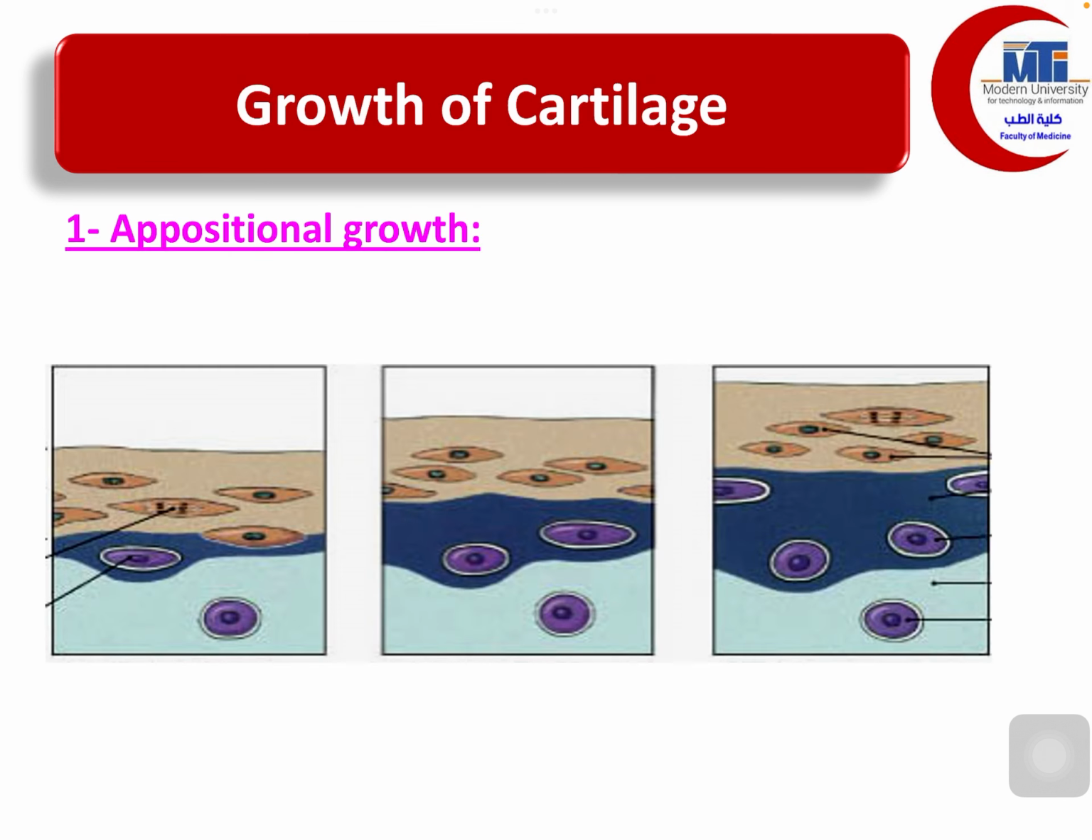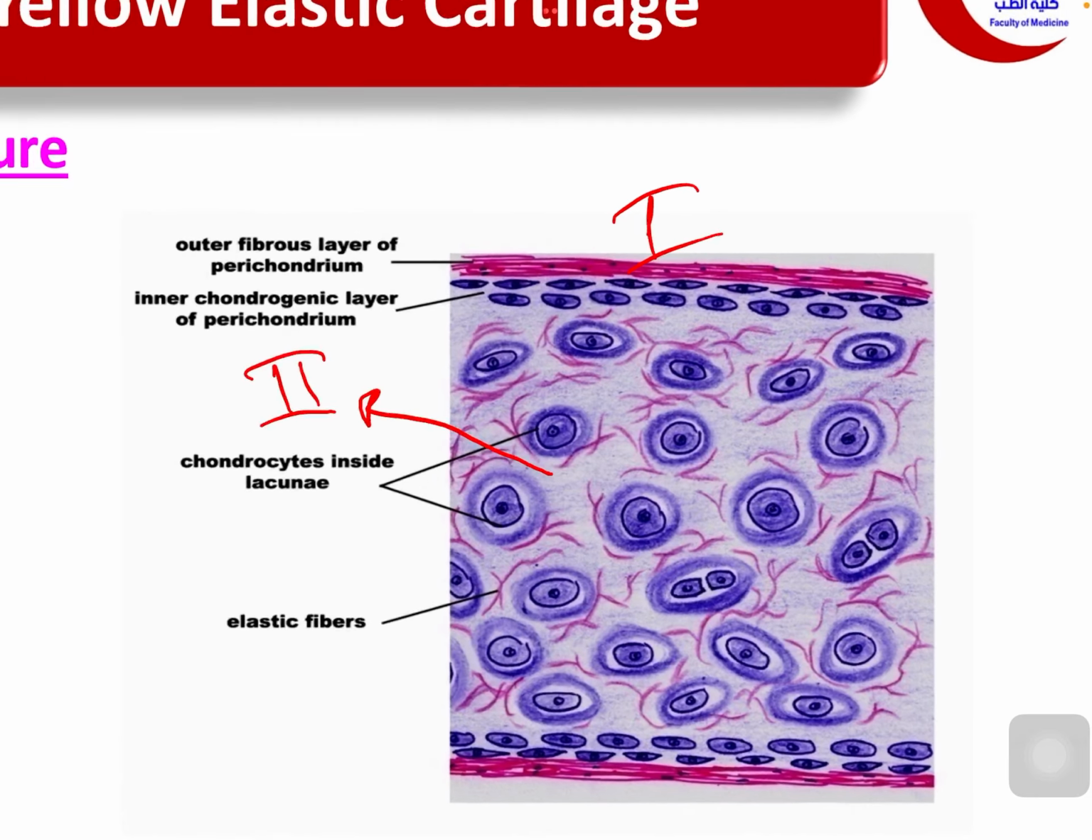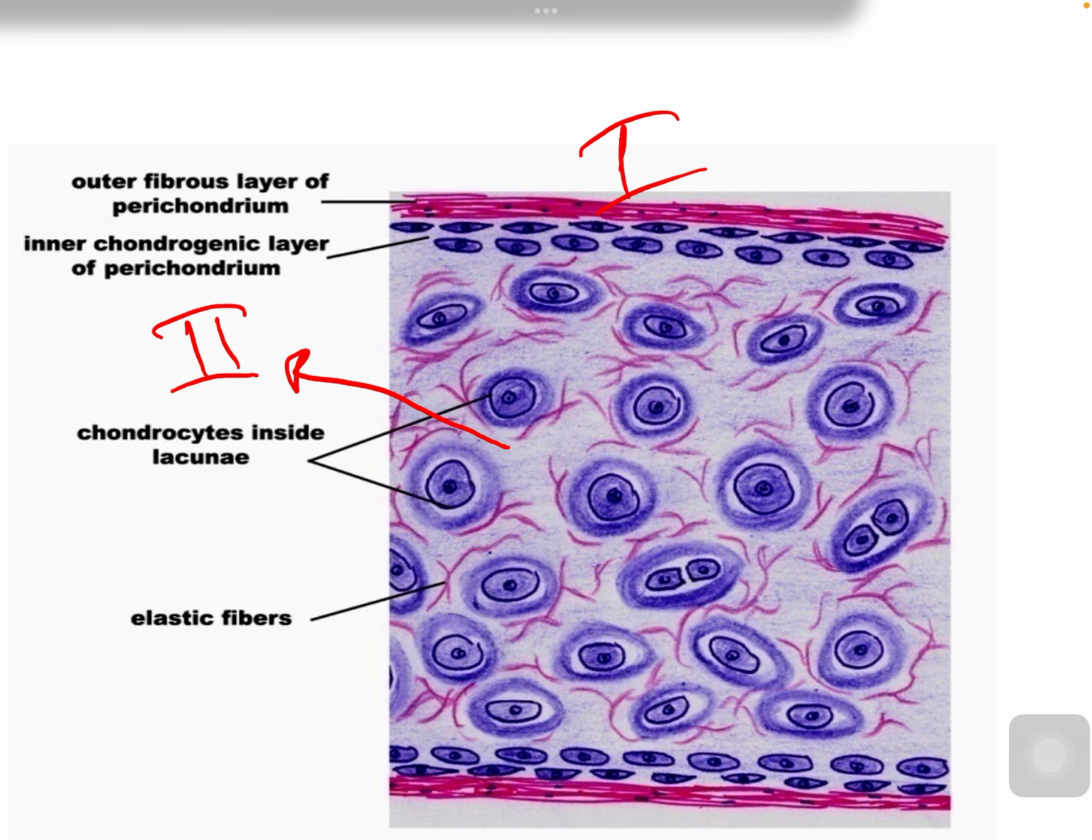Okay. The growth of the cartilage: we mentioned from the previous lecture that there are two pathways for the growth of the cartilage. The first one is the apposition growth, which is formed by the addition. We will find it in this diagram, which is better. The apposition growth of the cartilage is formed by the division and differentiation of the chondrogenic cells present in the perichondrium to start synthesis and secretion of the hyaline cartilage matrix.